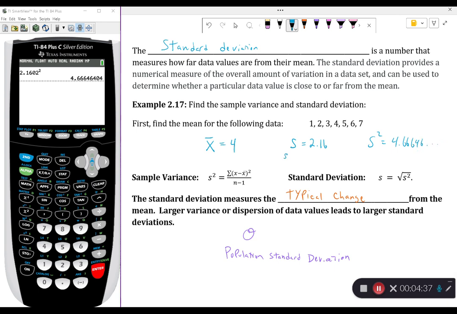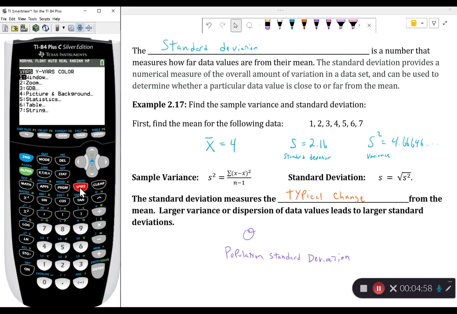Let me just fill in what we're talking about here. S is the standard deviation. S squared is the variance. Again, these are both for samples. There is a second way of doing this, which is a little bit more accurate, a little bit more time consuming, but will give you the same results.